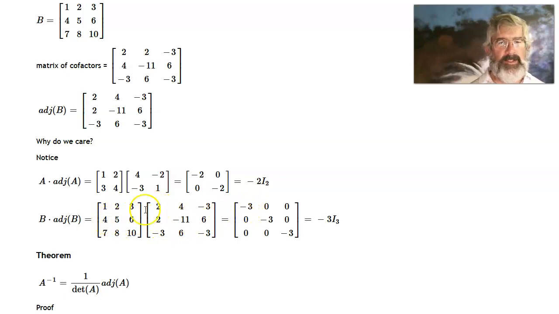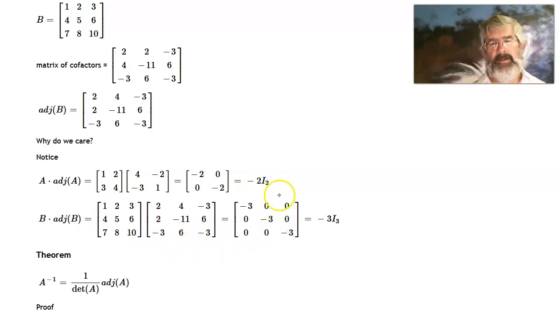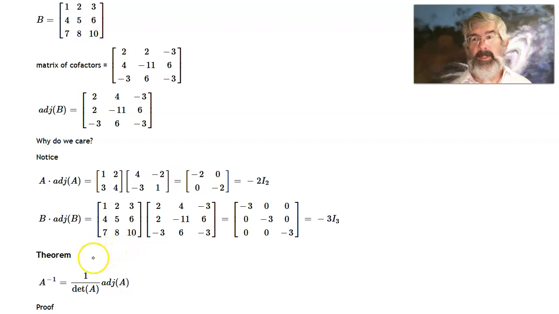The next one down would be 8. 8 plus 10 is 18 minus 18, which is 0. And you can follow it through. I get this, which happens to be negative 3 times the 3 by 3 identity matrix. Remember, the determinant of this matrix that we calculated is negative 3. So what I end up with is the determinant times the identity.